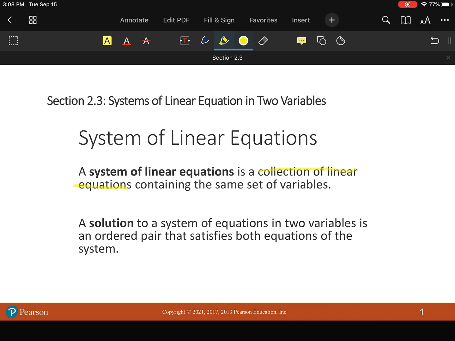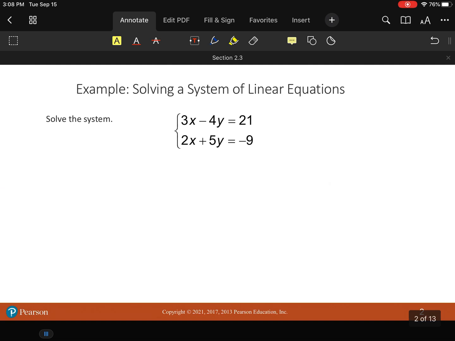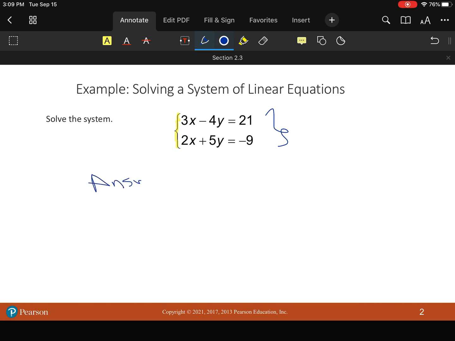Now for our purposes today, we're trying to find a solution to a system in two variables, and we're looking for an ordered pair that satisfies both equations. Okay, so here's an example. Now typically you see this brace on the left, and that symbol simply indicates that you're dealing with a system of linear equations, so your answer will be an ordered pair.